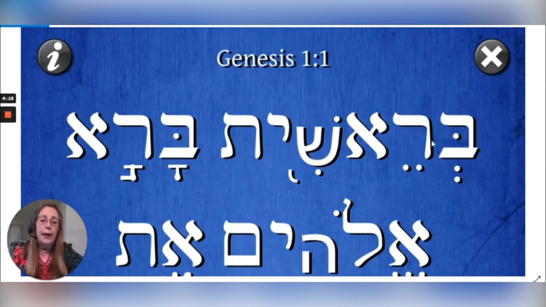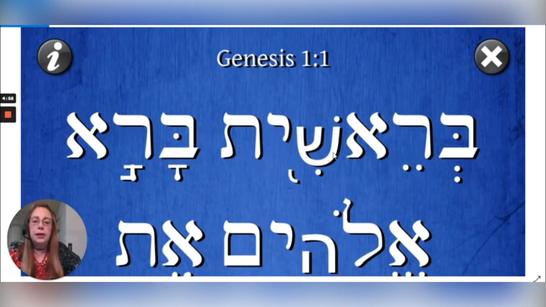So we have bere, and this is a silent letter right now. It's called an aleph. If you don't remember your alphabets, please go back to the other lessons and review it, because it's very important. If you can't remember the alphabets, then it's going to be difficult to read. So there is no sound here, so we're going to skip that. So far we have bere.